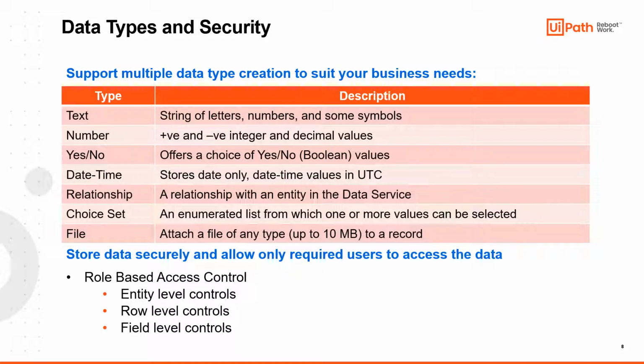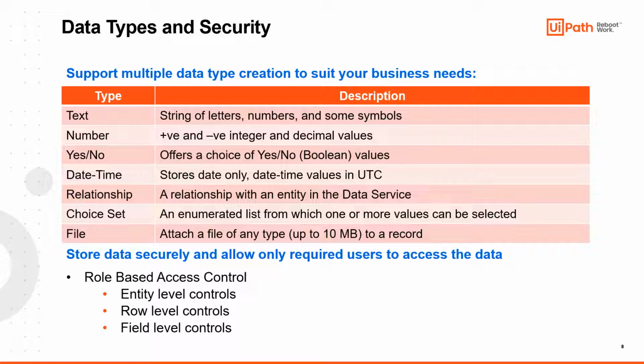So basically, what data service is, is just like a small database which you are creating within your UiPath system, and it has multiple data types you can create. It supports to suit your business needs. For example, the data type can be text, number, a yes or no, or a boolean, date, time, relationship. Relationship basically acts as a primary key, showing what exactly the relationship is with a particular different data source or a different table, a choice set, and the file.